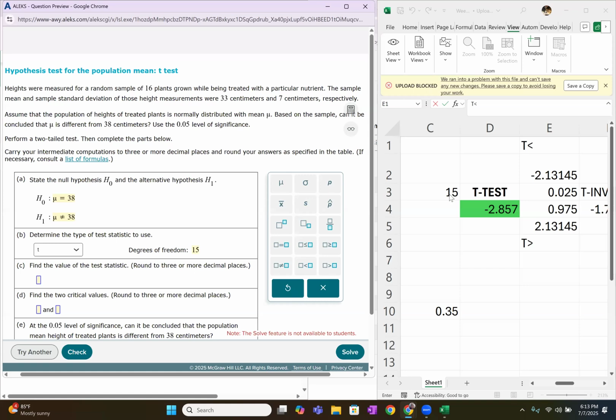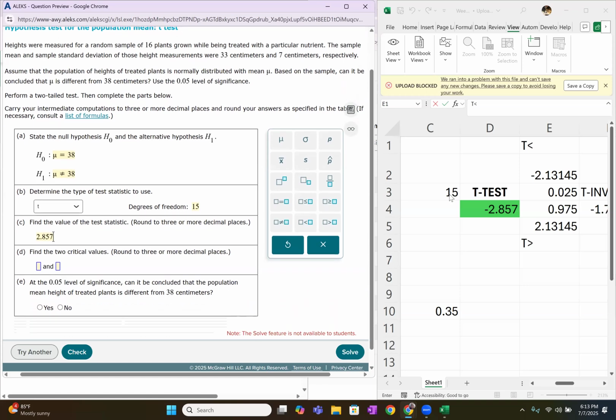So the t-test, we're going to do 2.857. Okay. And now the two critical values that we're going to use are going to be negative 2.13, negative 2.13, and we're going to use positive 2.13.